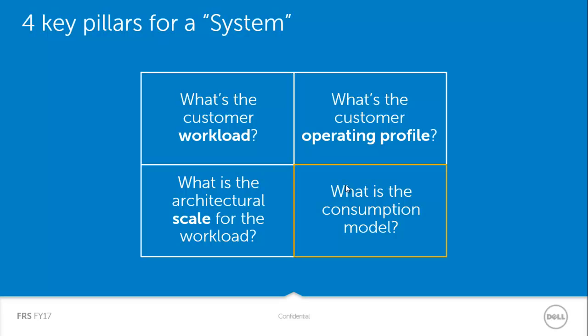And finally, you want to understand their consumption model. Are they looking for an appliance? Are they looking for a validated architecture that allows them to get up and running faster? Are they looking for recommendations on automation post deployment? Are they looking for a single support model? So you've got to understand what consumption model value a customer is seeking from the vendor.